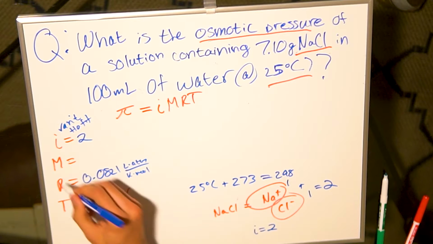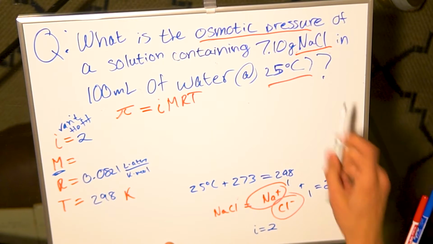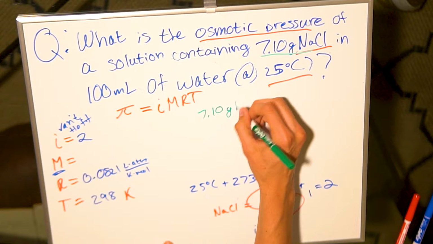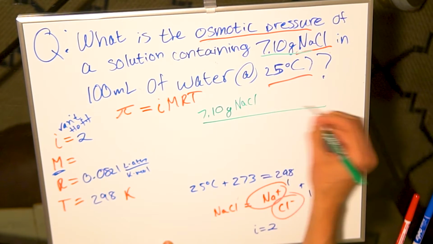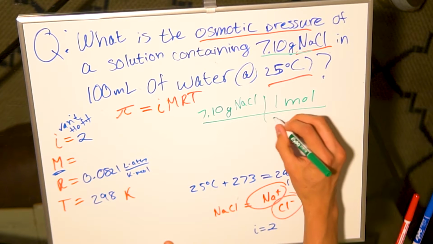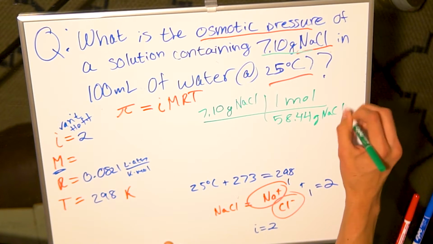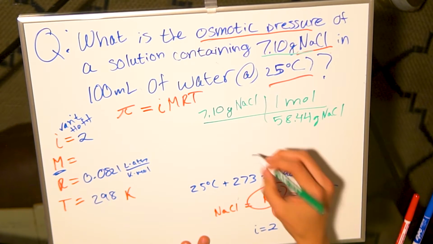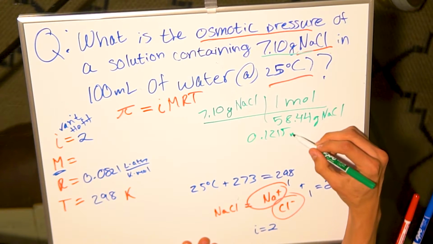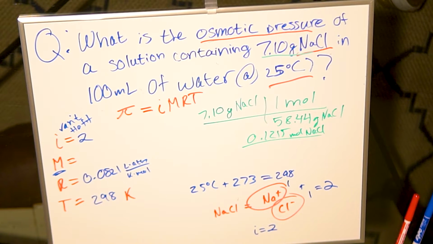And lastly, we have to figure out our molarity. So we're given 7.10 grams of NaCl. So we have 7.10 grams sodium chloride, and in 1 mole of sodium chloride we have 58.44 grams. Alright, quick punch in the calculator is going to give us 0.1215 moles of NaCl.